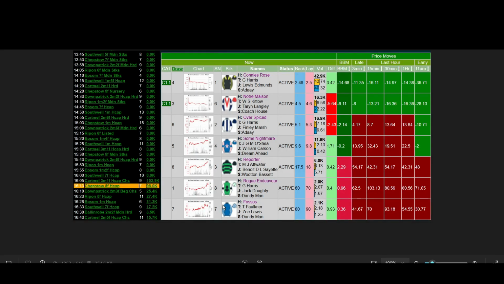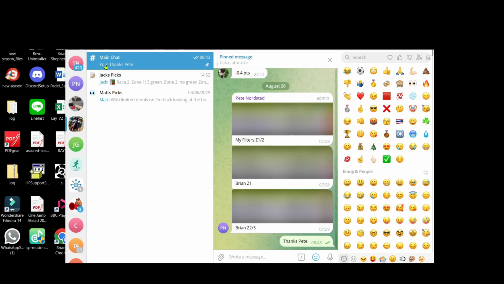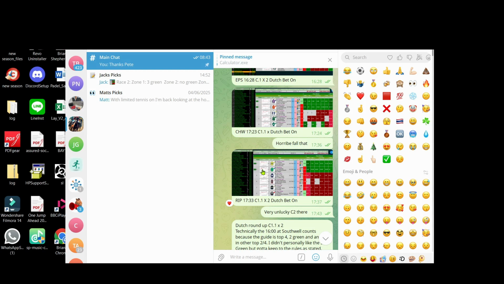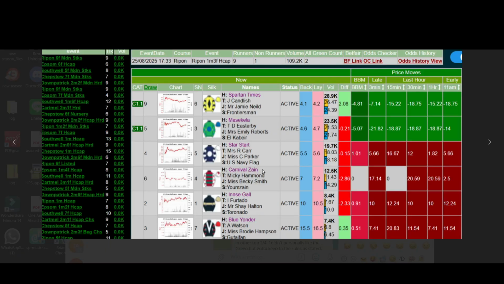So going back to this C1.1, I'm just going to call up a message from chat yesterday. And here we can see one that won, and it's a very, very comfortable Dutch for me. Nothing in the market's attracting interest. There's just 6 runners. Top 2 in the market, nice prices, 4.1 and 4.6. And Spartan Times romped home in this. So that was a winner.